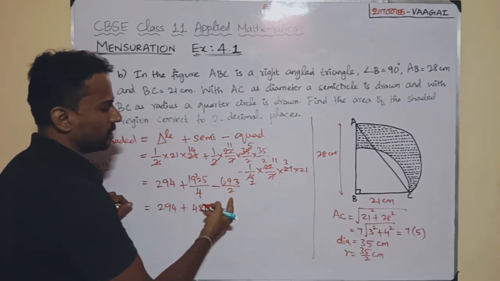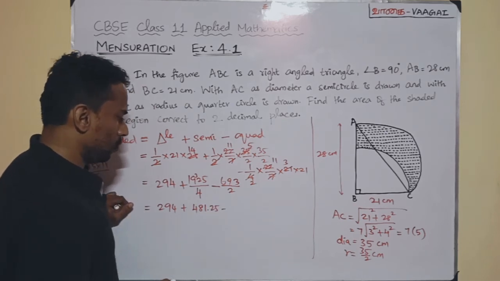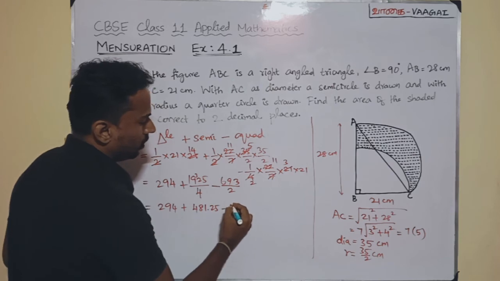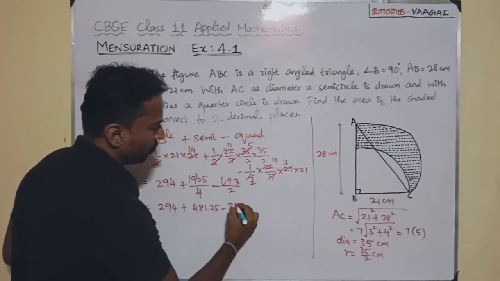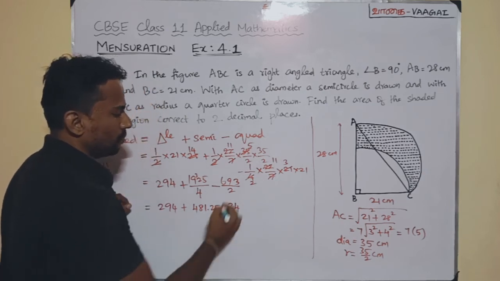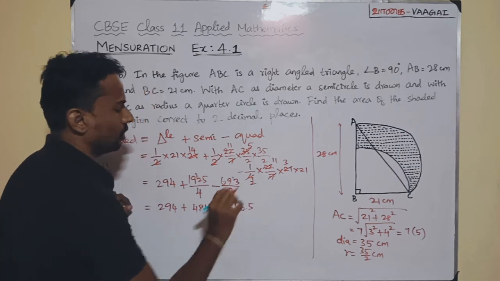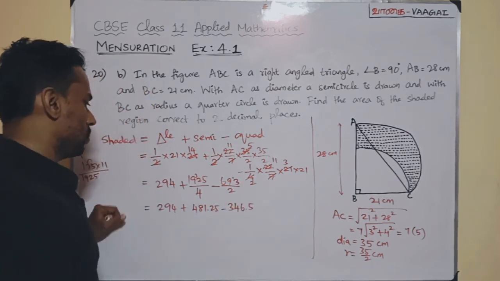here 693 by 2. So this will be how much? 693 by 2 will be 3, and then I have 4, right? So this will be 4, because 2 4s are 8, balance is 3 1 13, 13 means 6.5, so that is 346.5. So this is what we are getting.